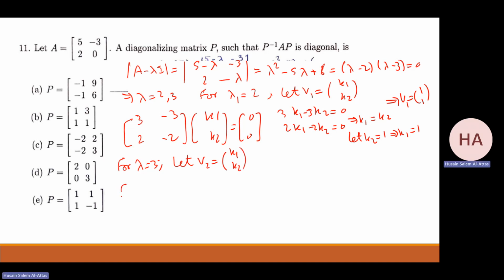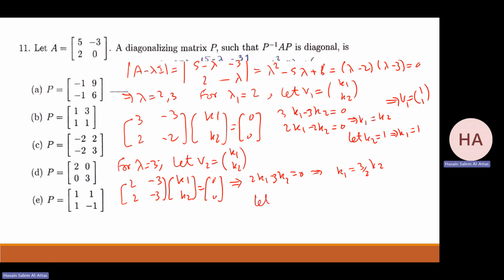That gives me what? 2 minus 3 times K1, K2 equals 0, 0. So I have 2K1 minus 3K2 equals 0. In other words, K1 equals 3 over 2 K2. So I let K2 be 2. I'm getting K1 equals 3. So I have V2, 3 and 2.